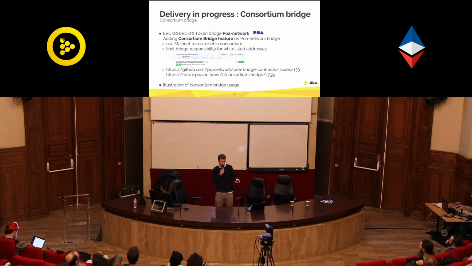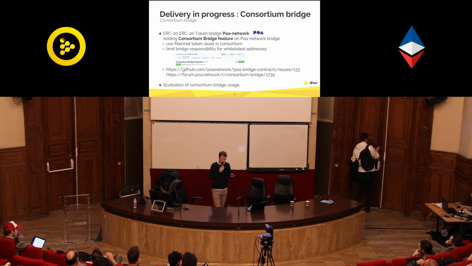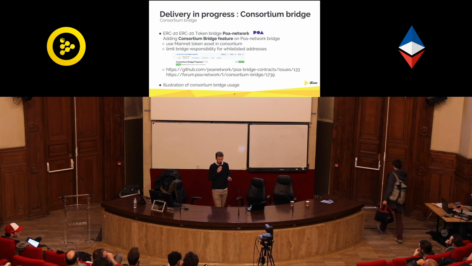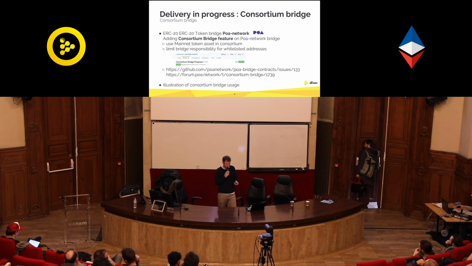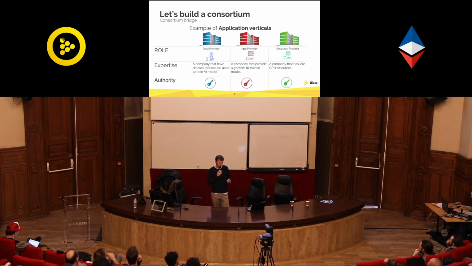But we also needed, for a consortium, to not let everybody come into their chain, because as a consortium you cannot otherwise block somebody from transferring tokens. We introduced a feature proposal to have a whitelist of people that can cross the bridge. And so we currently contribute to adding this new feature to the POA network bridge. So I will illustrate what kind of use case it can do.